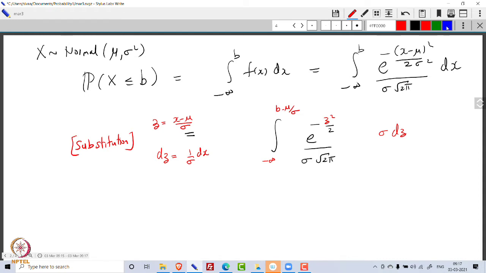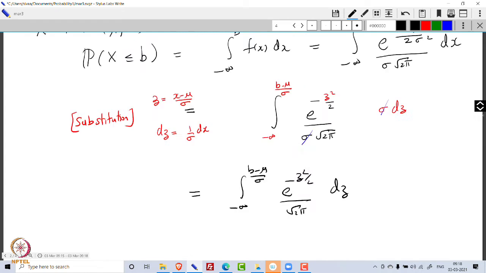Now I can cancel sigma out. So what do I get now? This is the same as the integral from minus infinity to b minus mu by sigma of e to the minus z squared by 2, the whole thing over root 2 pi, dz. So this is like the standard normal.